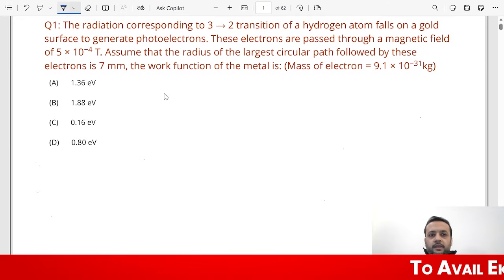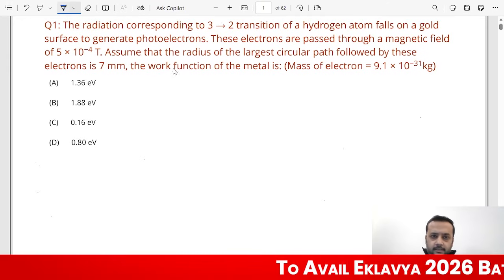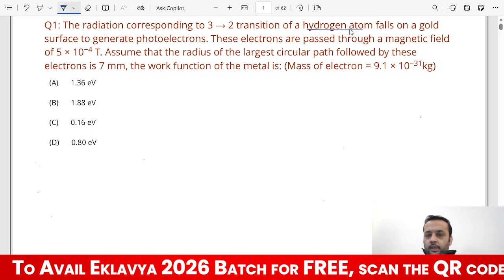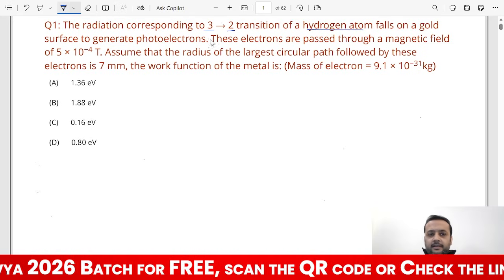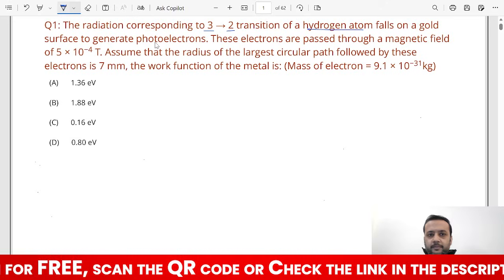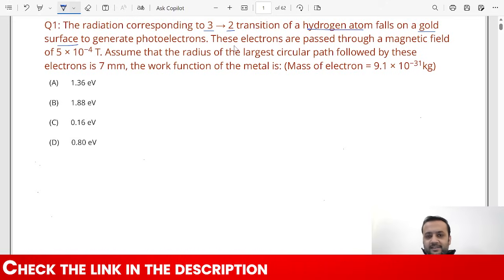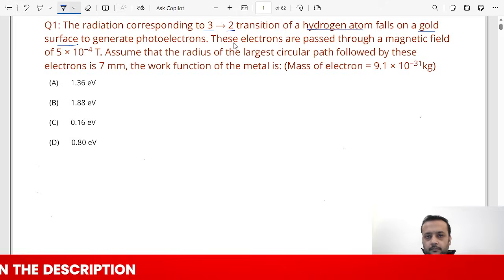Let's see this question. So in this question, basically the radiations when the transition in the hydrogen atom falls from the third level to the second level. So these radiations are made to fall on the gold surface. Okay. So first let's check what is the energy of the third level in the hydrogen.